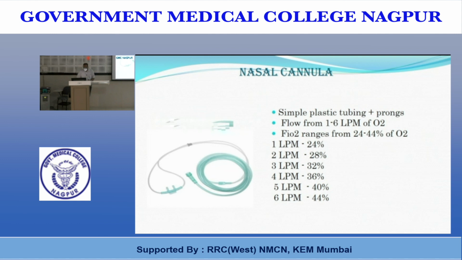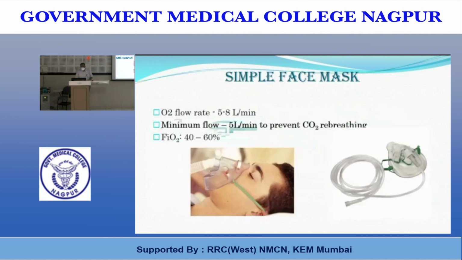We have to arrange the oxygen flow at 1 to 6 liters per minute, and we can deliver FiO2 from 24 to 44% through this device. If we adjust the oxygen flow at 1 liter, we can deliver 24%, with 2 liters 28%, 3 liters 32%, 4 liters 36%, and when we adjust the flow to 6 liters, we can deliver 44% oxygen. Next is the simple face mask.